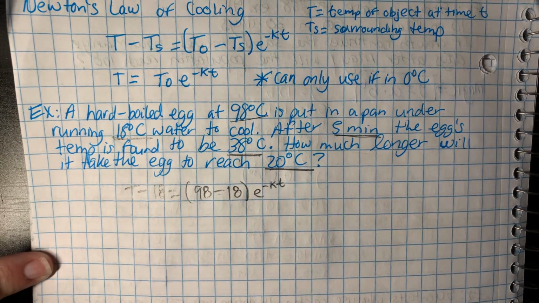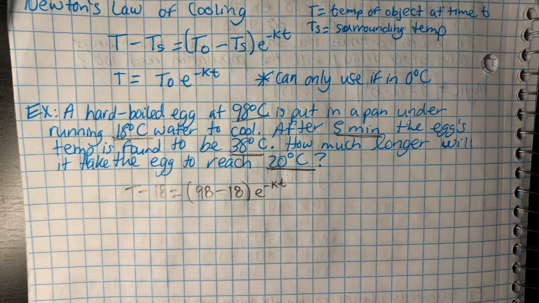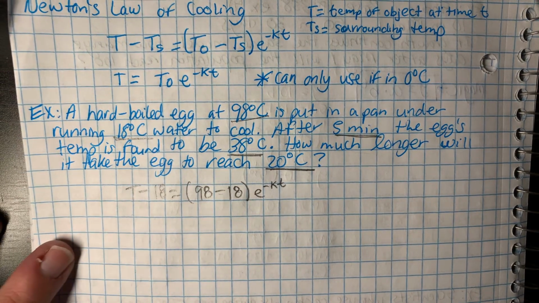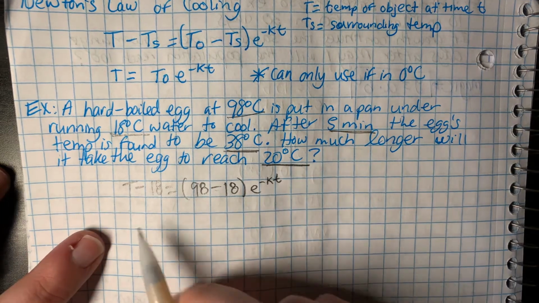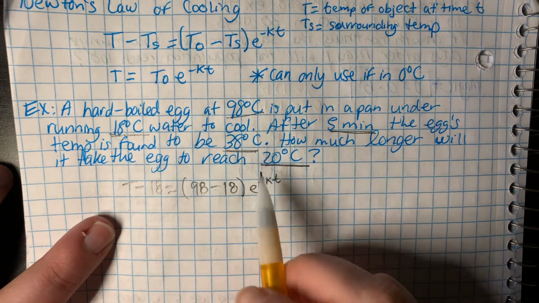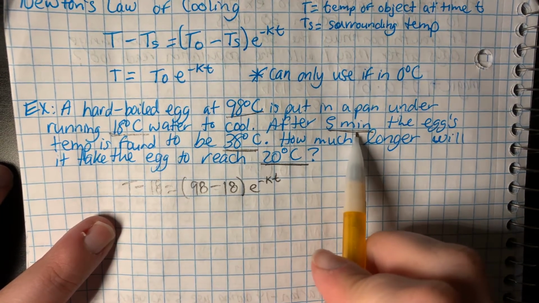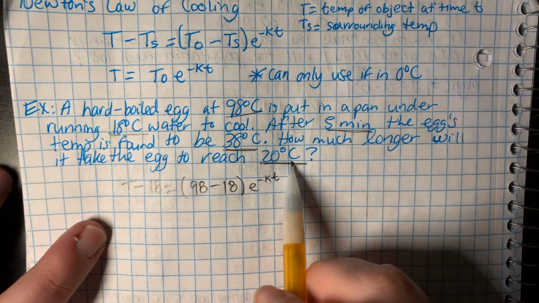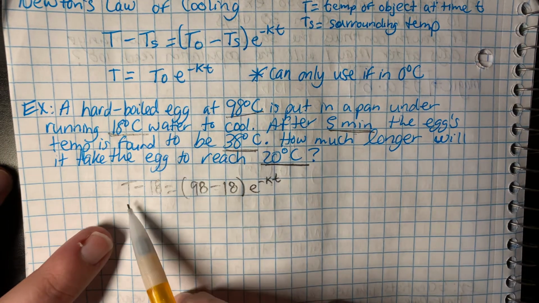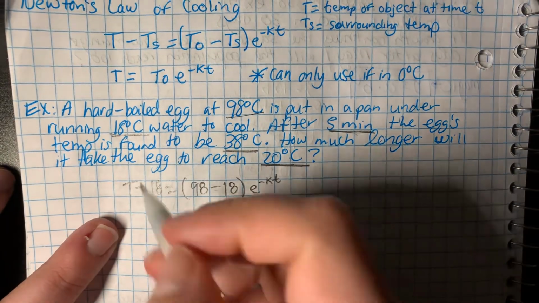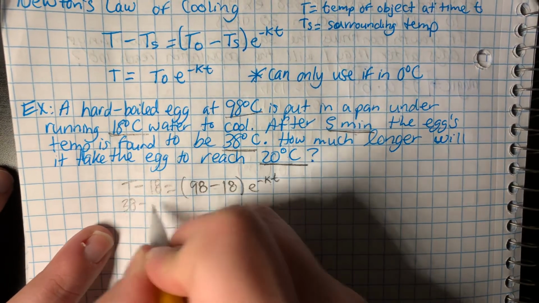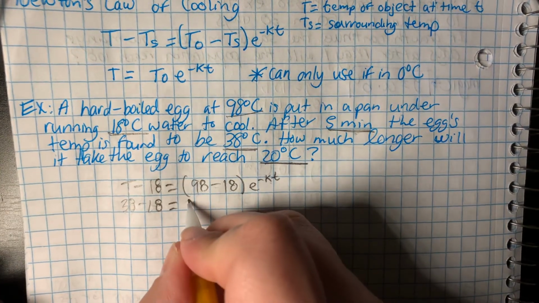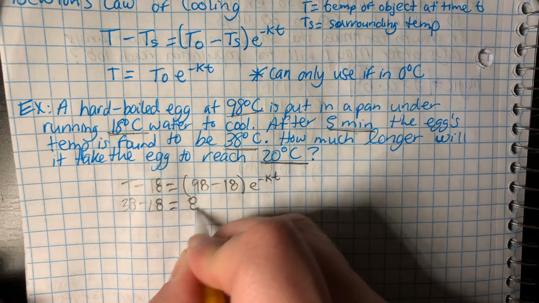The goal is that we're going to have to find out what the K is in order to solve the rest of the equation for us. So we know what the temperature is at 5 minutes, so we can use that to find K to then find out when it'll be 20 degrees, right? So after 5 minutes, we know our T is 38 degrees. We can simplify this to 80.